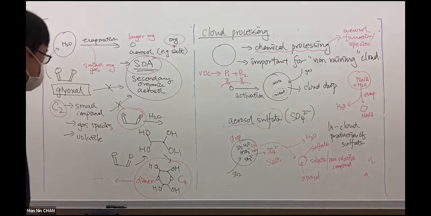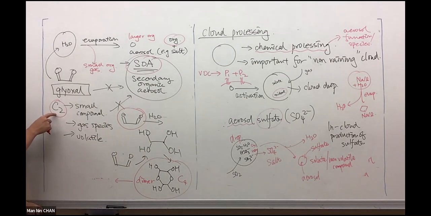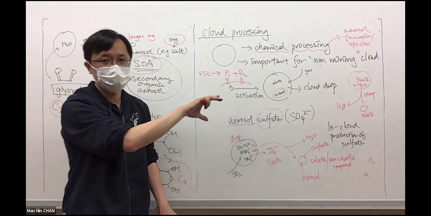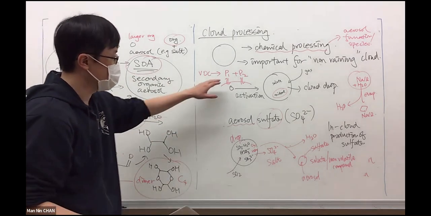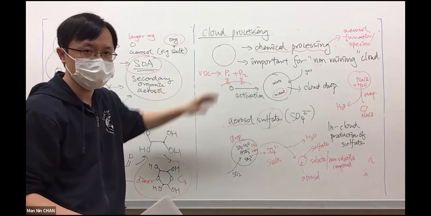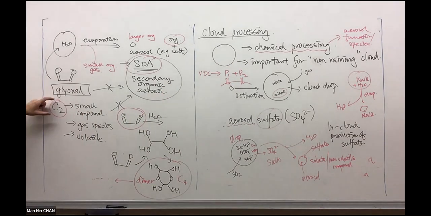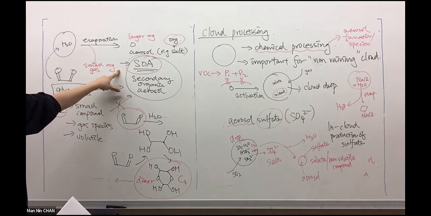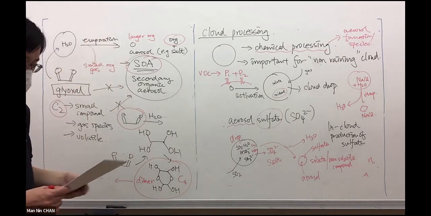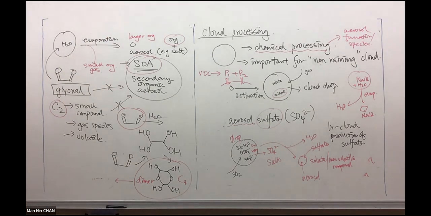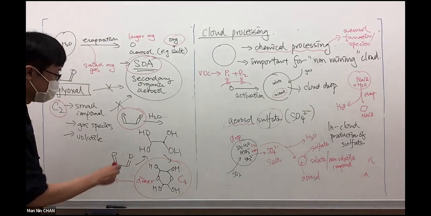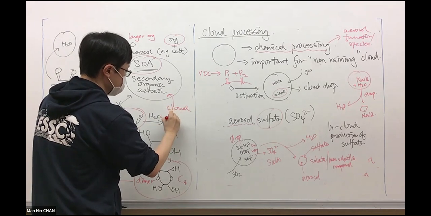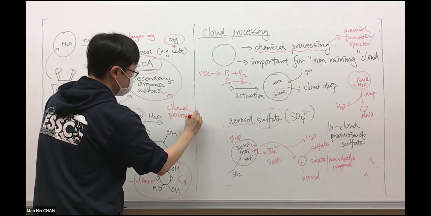Also important is, traditionally, even if you go through this oxidation, you will not form aerosol because the product will still be volatile. But these volatile compounds, if you go through cloud processing, can actually give you aerosol. So this is also important for us to consider cloud processing here. Therefore, cloud processing is also an important route for SOA.